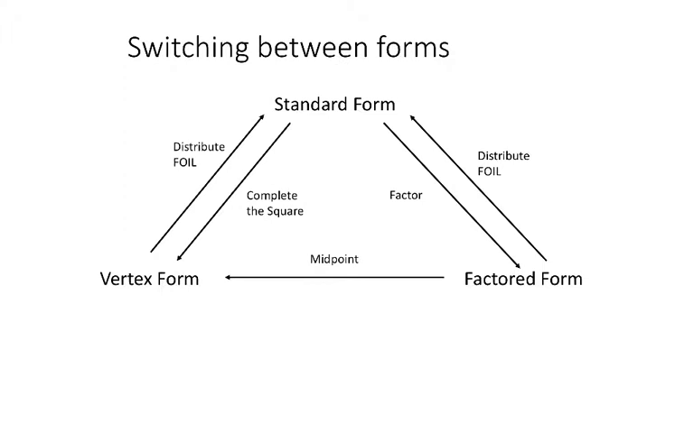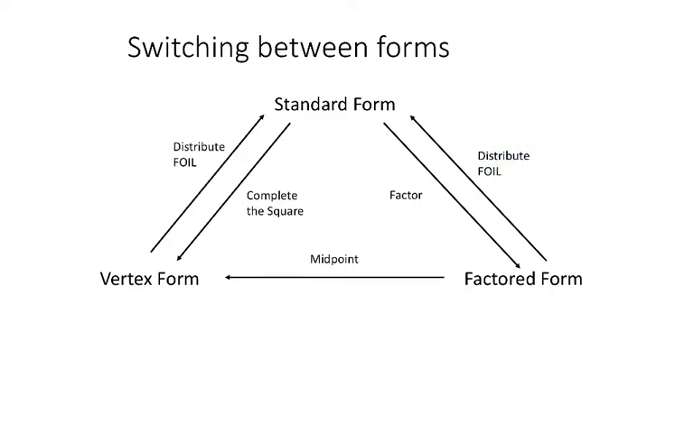So I made this chart to help you understand how to switch between forms. All right. So if we're starting in standard form and I want to find x-intercepts, I'm going to want to go to factored form. And then obviously the way to get to factored form is to factor, all right? But if I want to figure out a y-intercept, if I want to do calculus, it's actually generally going to be easier to go to standard form by distributing some way.